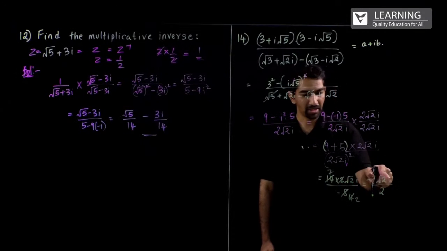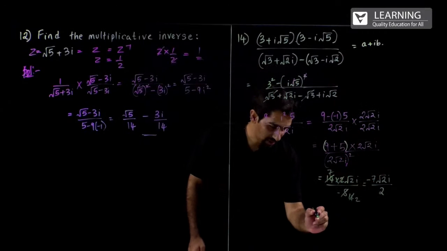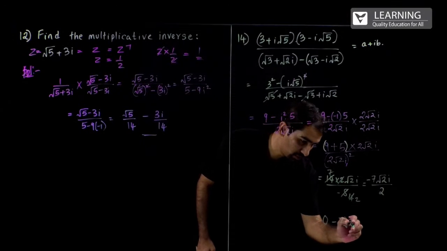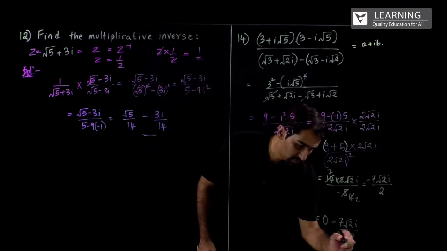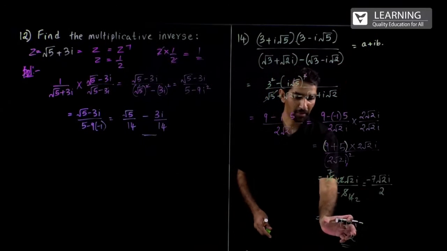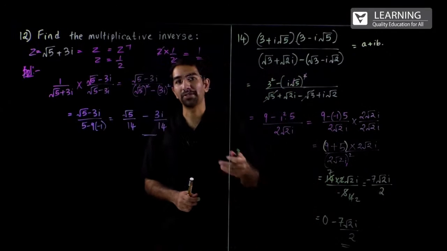So what is the real part? So this is the imaginary part only, right? We have to express in the form of a plus ib. So therefore this can be written as 0 minus 7 root 2i by 2. So now we have expressed the given expression in the form of a plus ib. So this is the last question of this exercise. Moving on to the next exercise.